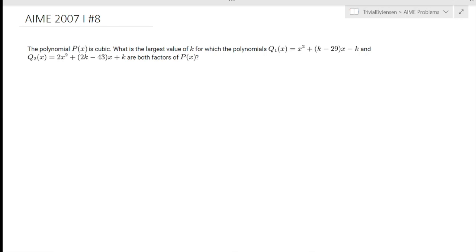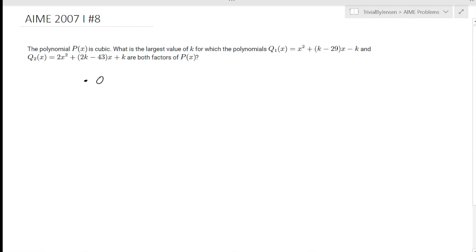Okay, so what this problem statement is implicitly telling us is that if you take q1 of x and multiply it by some linear factor, and q2 of x and multiply it by some other linear factor, you're going to get this cubic polynomial p of x. So what we can do then is set q1 of x times some general linear factor equal to q2 of x times some other general linear factor. And that's going to look like the following.